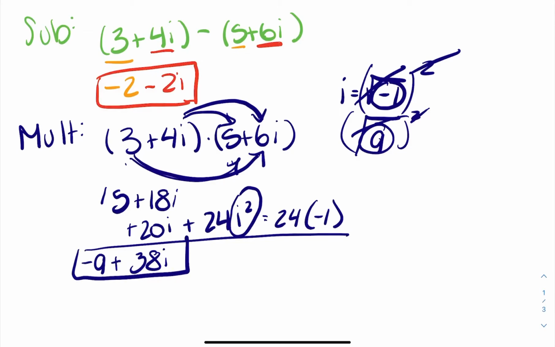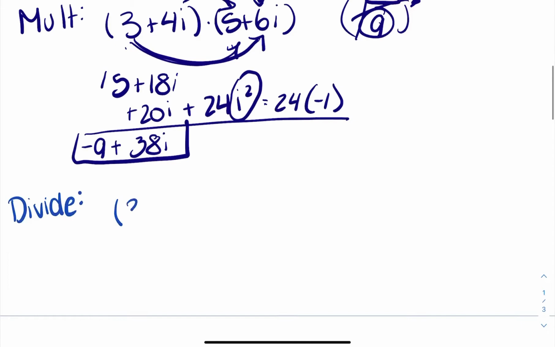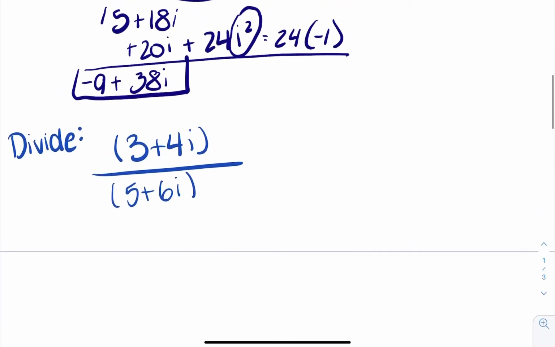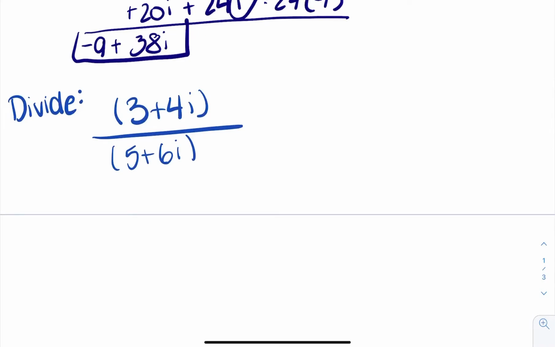So last but not least, we have dividing complex numbers. If we use the same numbers as before, 3 plus 4i divided by 5 plus 6i. In this case, you want to use a method called taking the conjugate. What that means is you're going to multiply by the numbers in the denominator, but you just want to take the opposite of the sign. So in this case, it would be 5 minus 6i over 5 minus 6i. And this just equals 1, so you could multiply by these numbers, and it wouldn't even affect the problem.